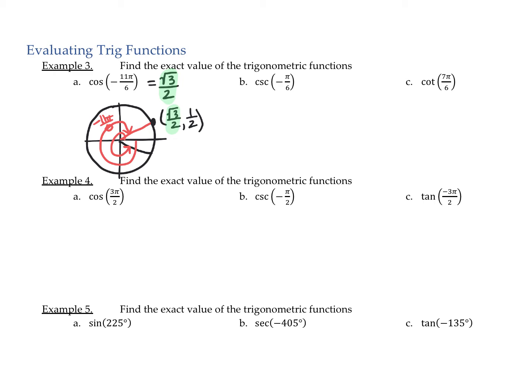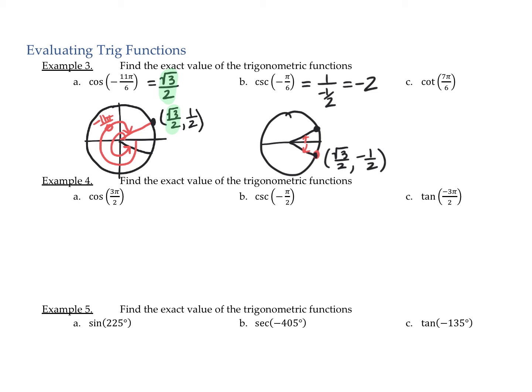Okay, cosecant of negative pi over 6. We're going to find pi over 6 first. Pi over 6 is right here. It's a 30-degree reference angle. I'm just going to go the opposite direction, and that's negative pi over 6. So this is our point right here. The x-coordinate is root 3 over 2. The y-coordinate is negative 1/2. The cosecant is 1 over the y, so 1 over negative 1/2, which is negative 2.